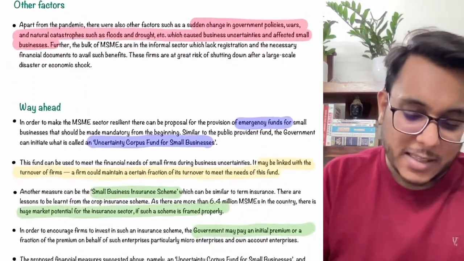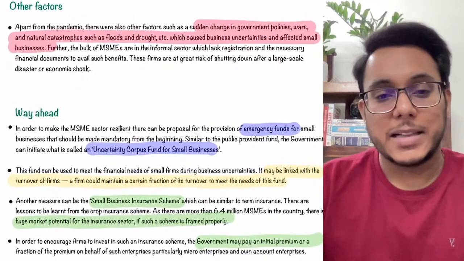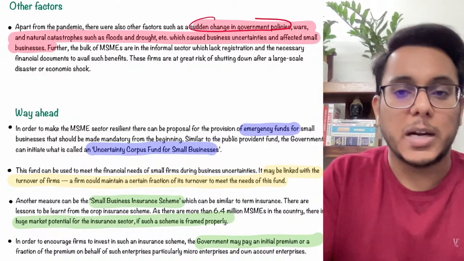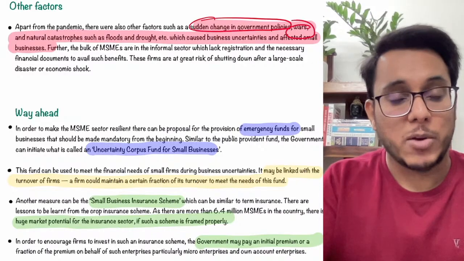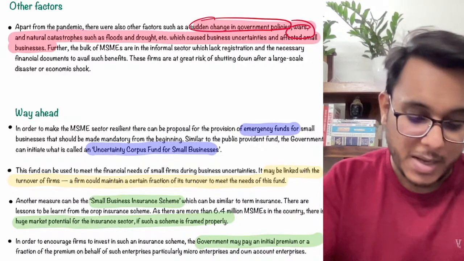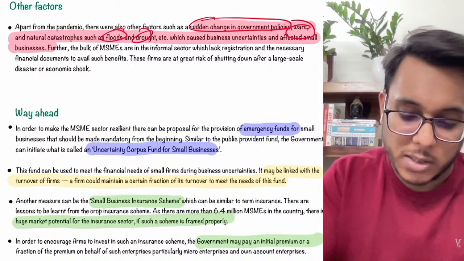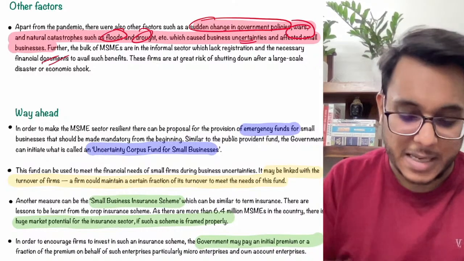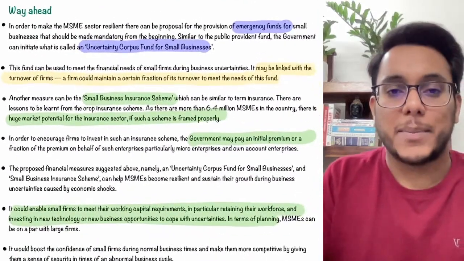Now guys, the next thing is that apart from that, the MSMEs got impacted by other things also. For example, the change in government policies, the wars that are now going on, the Russia and Ukraine war particularly. Then the floods, droughts, and an uncertain business environment are also impacting the MSMEs. So what could be the way forward to improve the MSMEs?